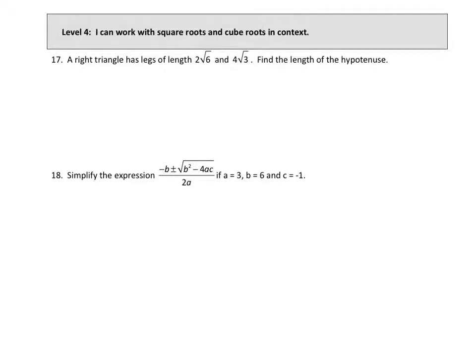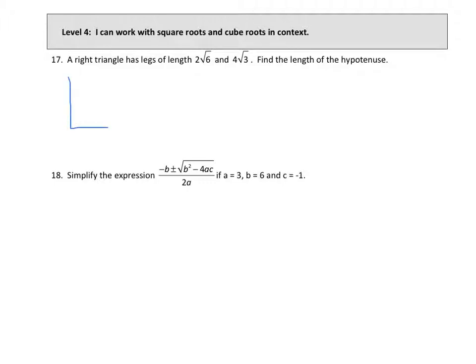In Level 4, we will be working with square roots and cube roots in context. So you'll be solving other types of problems that just have square roots in them. In this first example, it says a right triangle has legs of length 2 root 6 and 4 root 3. Find the length of the hypotenuse.